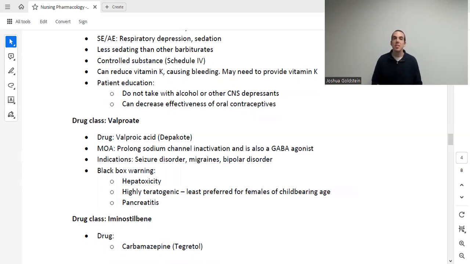These are controlled substances. Again, just like benzos, they're Schedule 4. They do have an issue with causing the vitamin K problem, just like we saw two medications ago. And same education, do not take it with alcohol, because that would cause way too much CNS depression. And additionally, this can decrease the effects of your oral contraceptive.